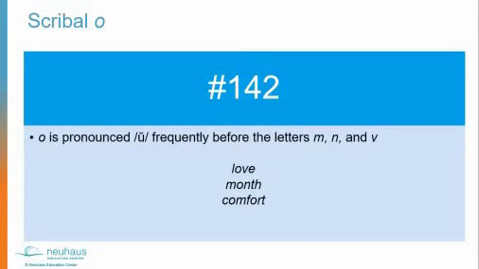Frequently, the letter O is pronounced /u/ before the letters M, N, and V, as in the words love, month, and comfort. We call this the scribal O, and students learn about it in Concept 142.